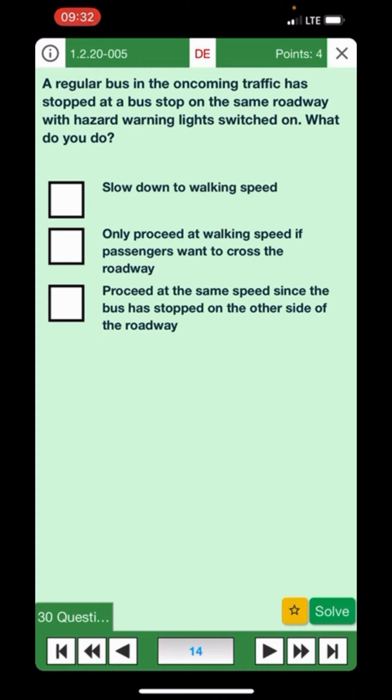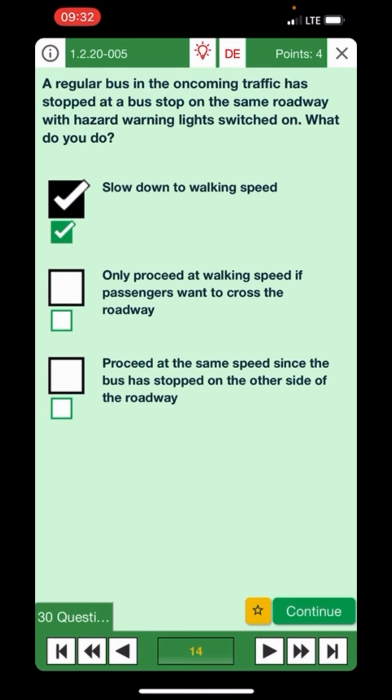A regular bus in the oncoming traffic has stopped at a bus stop on the same roadway with hazard warning light switched on. What do you do? Slow down to walking speed. Still recommended. Only proceed at walking speed if passengers want to cross the roadway. No. So this is saying that you could go faster and only if you see passengers go to walking speed. No. Even if you don't see any passengers, you are recommended to go at walking speed. Proceed at the same speed since the bus has stopped on the other side. No. Solve. Yes, that's the right answer.